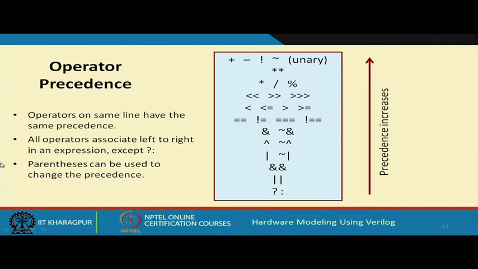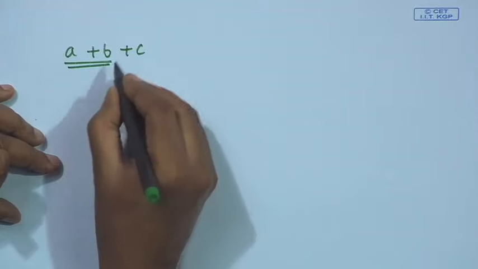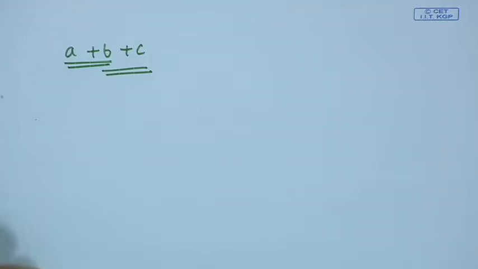We have talked about so many operators, so let us talk about operator precedence. This chart shows you the overall picture of how the precedence varies. This is lowest priority and this is highest priority, and operators on the same line have the same precedence, excepting the last operator, the conditional operator. All other operators are left to right associative, which means suppose I write a plus b plus c, first the leftmost addition will be done, then the next one will be done, left to right.